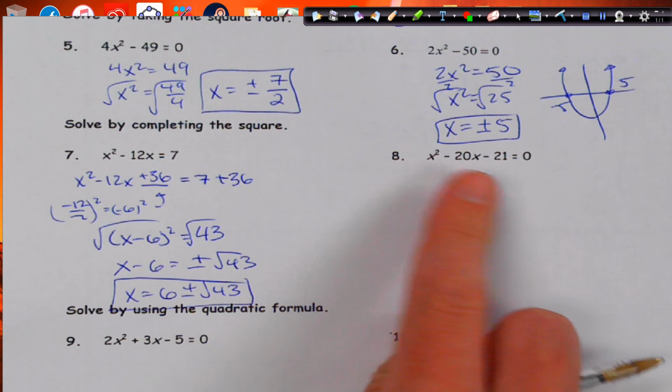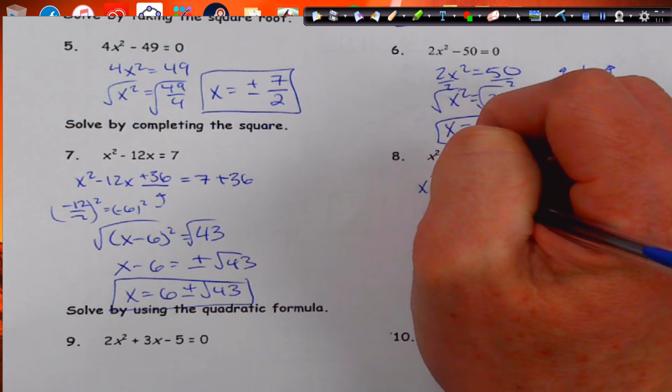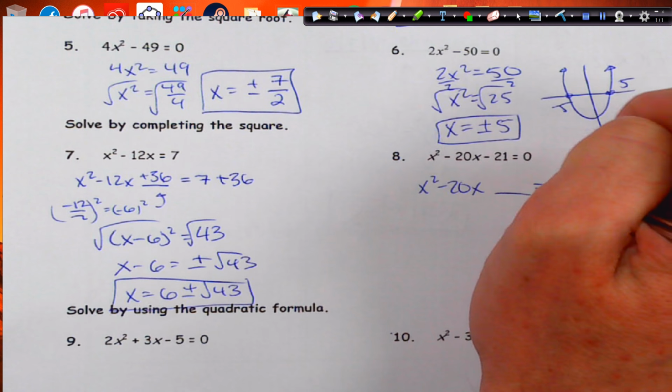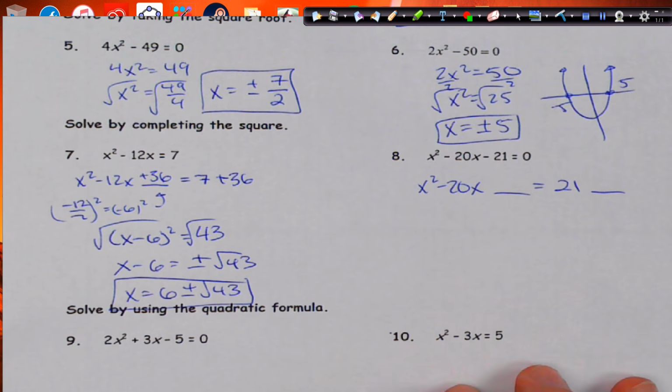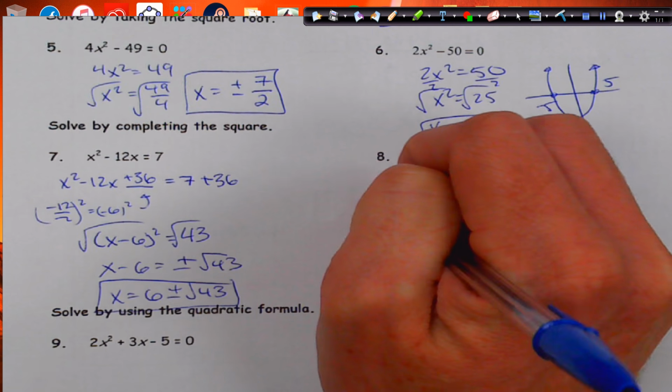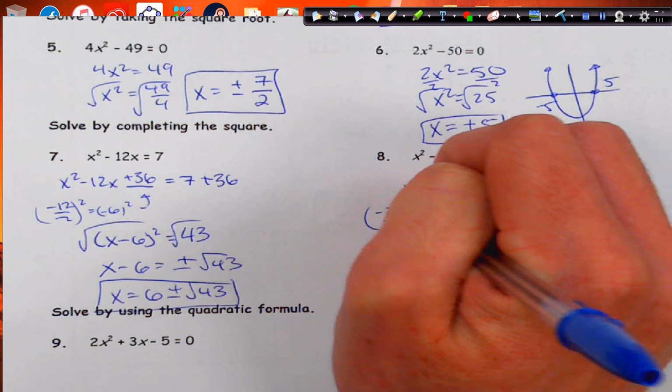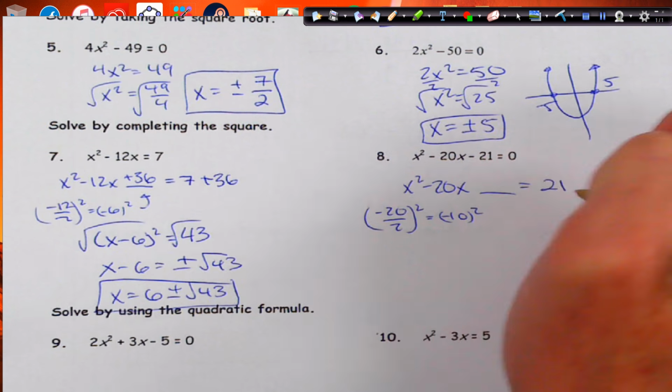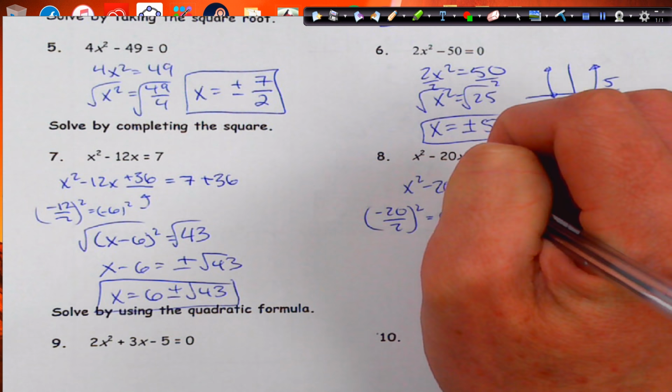Over here, let's move the 21 over. Whatever I do to one side, I have to do the other. So this is going to be negative 20 divided by 2 squared, which is negative 10 squared, which is going to leave me with a positive 100.